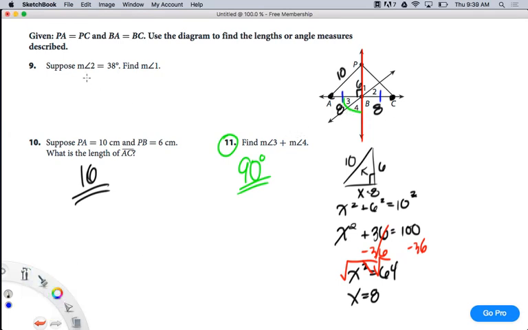The next one, number 9, says measure of angle 2 is 38 degrees. Well, if this is 38 degrees, what's the math term for 2 and 1? They are what kind of angle, Jake? What kind of angle pair? 1 and 2 are complementary, which means they add up to 90. Good. So I do 90 minus 38. I get 52 degrees. So angle 1 is 52 degrees. Does that make sense, guys? Okay, any questions on that?